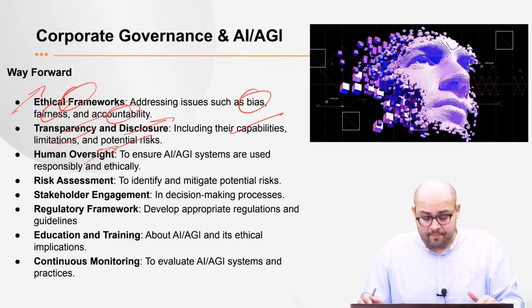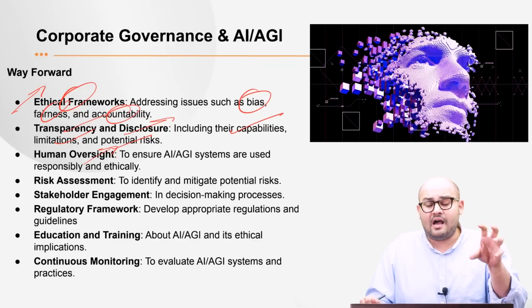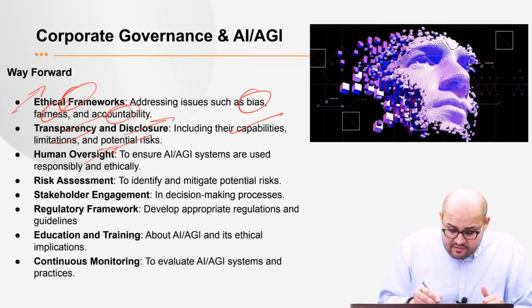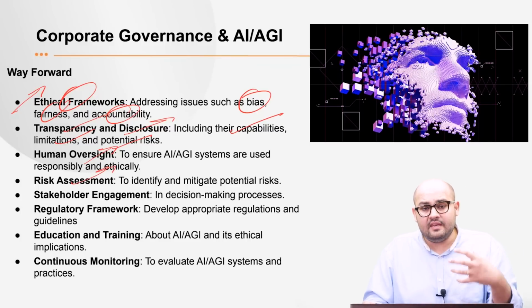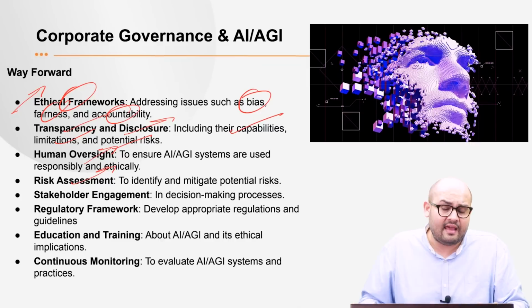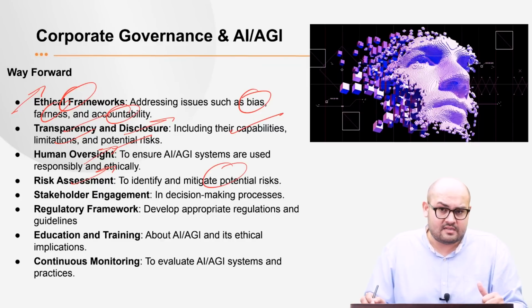Now, this is very important. There has to be a human intervention so we can make sure that these systems are running properly. That is on the basis of an ethical framework, right? Next, risk assessment. We need to make sure that proper risk assessments are carried out in order to make sure that these potential risks can be mitigated, right?